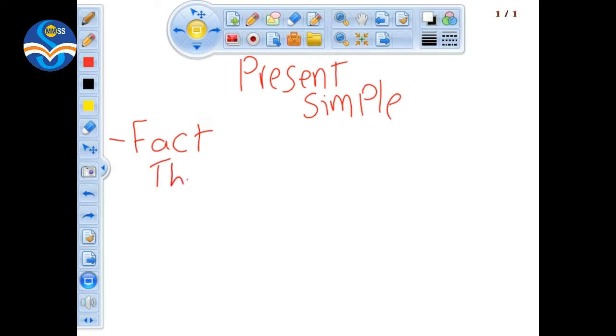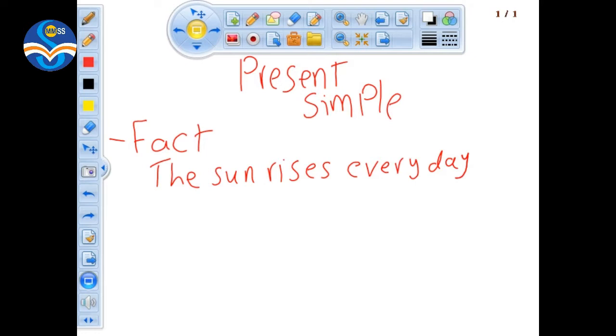For example, when I say the sun, let's write it. The sun rises every day. When I say the sun rises every day, this should be, of course, in the present simple. Why? Because it's a fact. So the sun rises every day, it's a rule of nature. I have no other option than the sun to rise every day. So that's why I'm using it in the present simple.